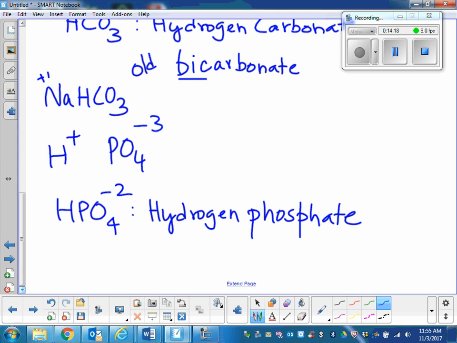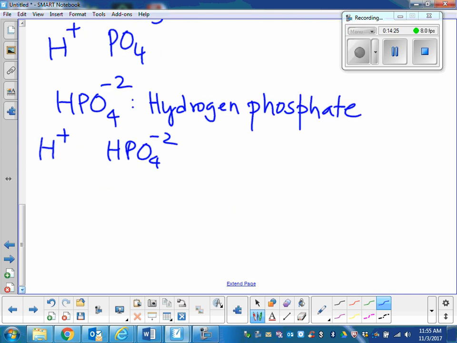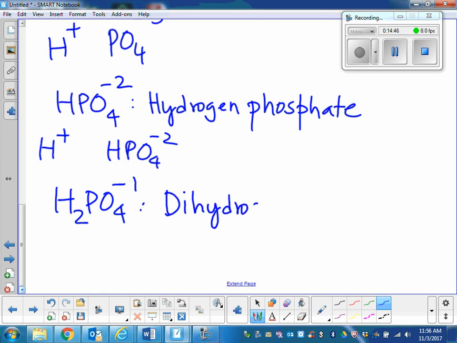Suppose I add 1 more hydrogen to hydrogen phosphate. What does it become? Very good. 2 hydrogens, PO4. The charge now is -1. Correct? Yes or no? Yes. Do we understand this? Yes. So this is dihydrogen phosphate. Is that correct? Are we good?